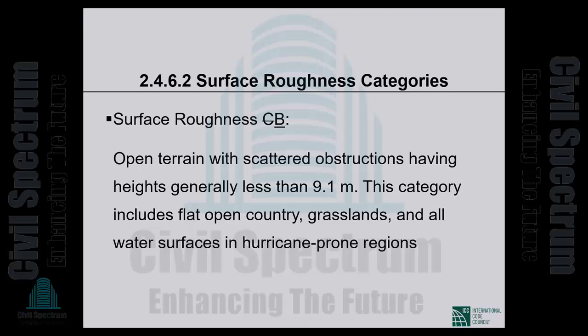in hurricane-prone regions. I should have made it cyclone-prone. Anyway, so this category includes flat open country, grasslands, and all water surfaces in cyclone-prone regions. In cyclone-prone regions, when wind comes over the water, it is surface roughness B.